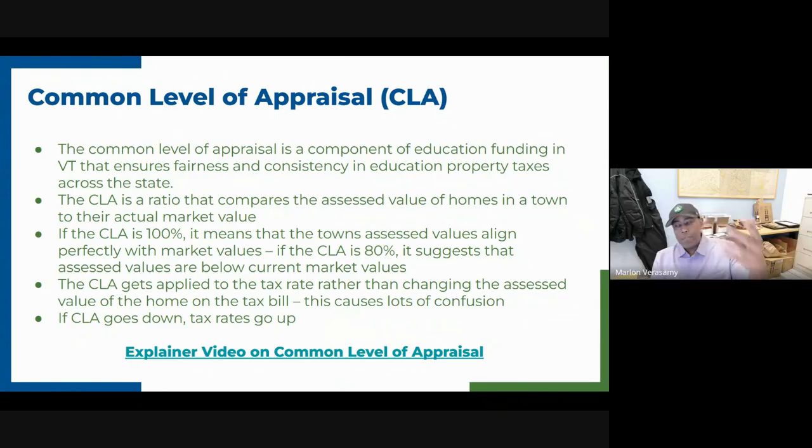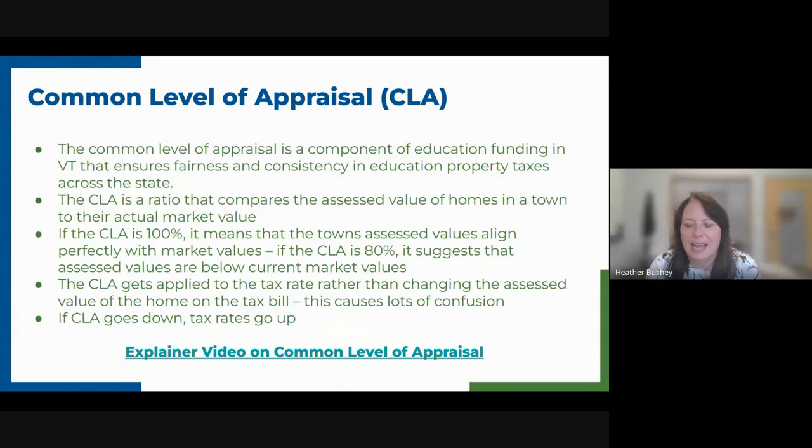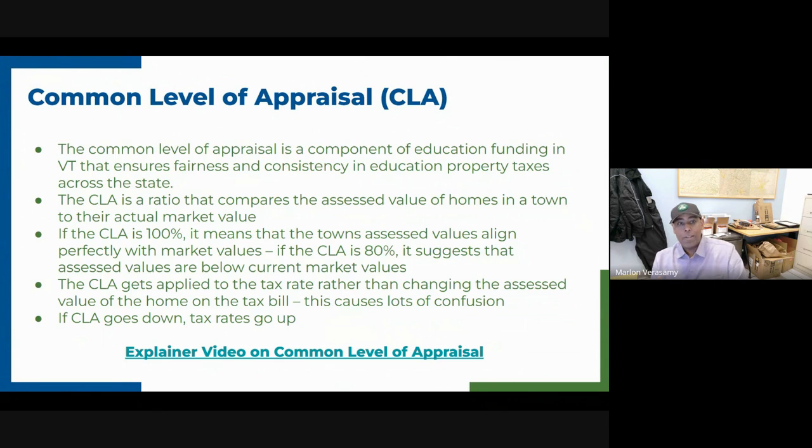Or 30% below market value at 70%. Like, this is a thing. Again, I appreciate they're trying to take the stigma off of CLA, but they've added another level of complexity. I agree. More accessible for the community to understand this.